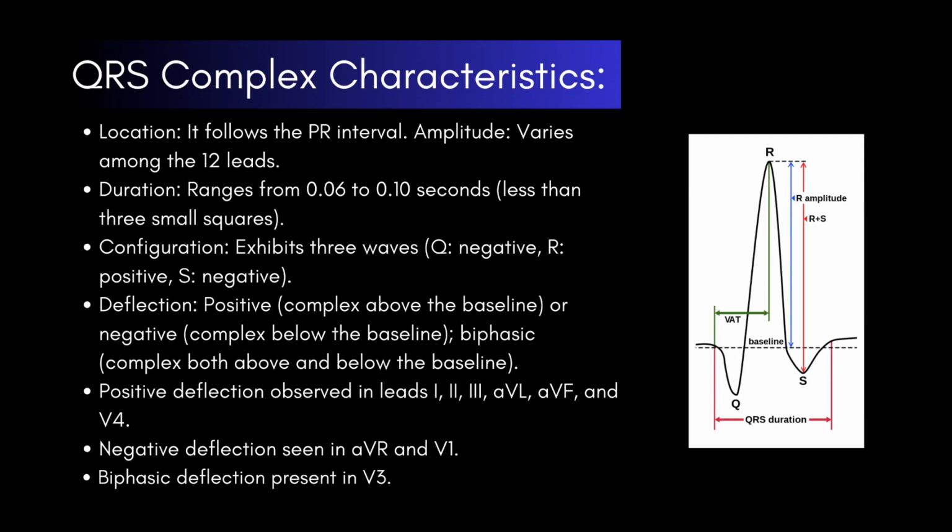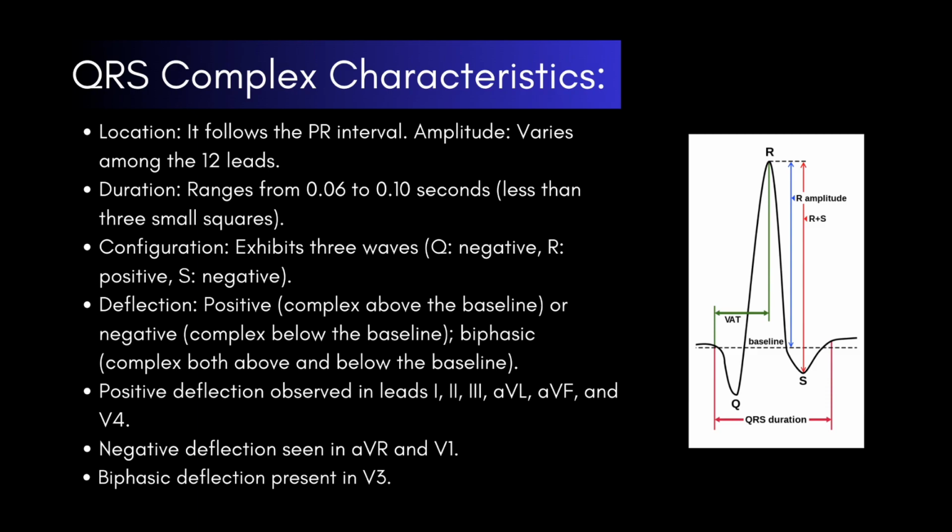Next, I'd like to give some general characteristics of the QRS complex. The location: it follows the PR interval. Amplitude: it varies among the 12 leads. Duration: this can range from 0.06 to 0.1 seconds. It's less than 3 small squares on ECG graph paper. Configuration: it exhibits 3 waves, Q wave negative, R positive, S negative.